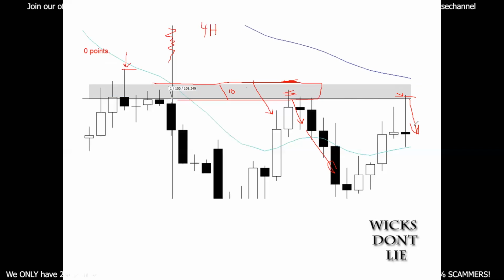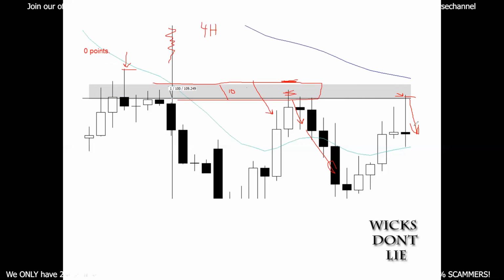Where would you take your profits then? Okay, where would you take your profits? Lorenzo, I'm going to kick you, just joking. It all depends on your plan. I say it all the time, my profits are always 10 pips, 15 pips.